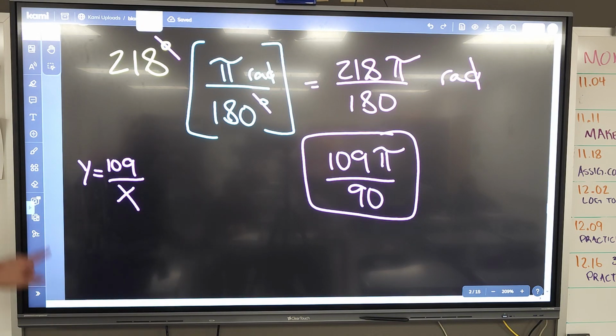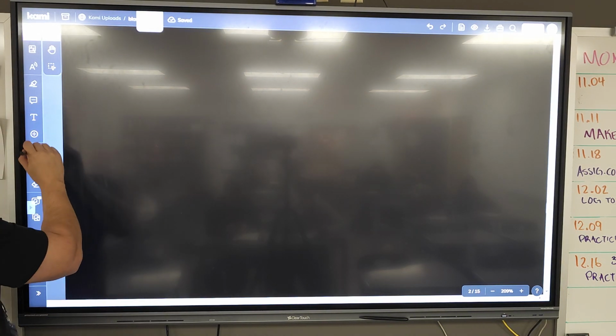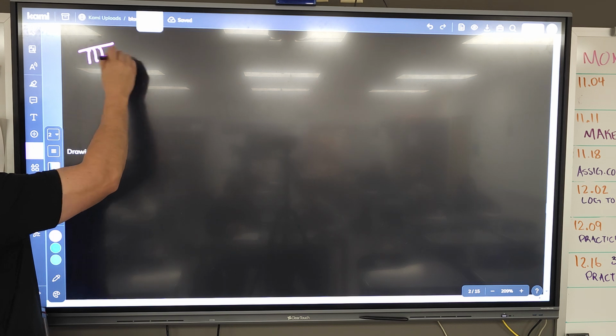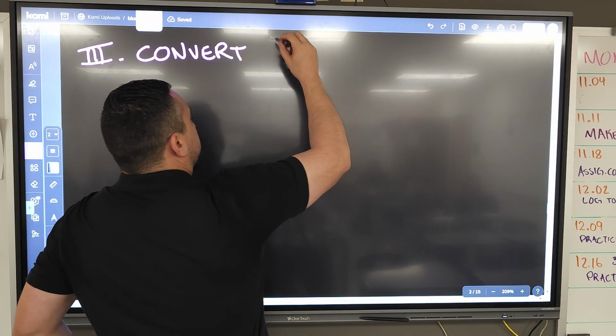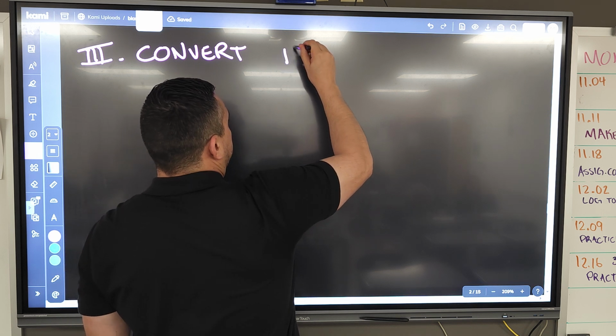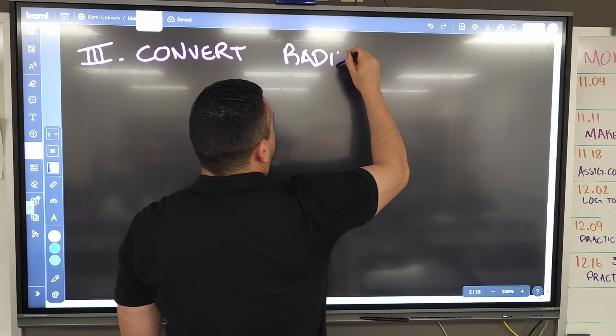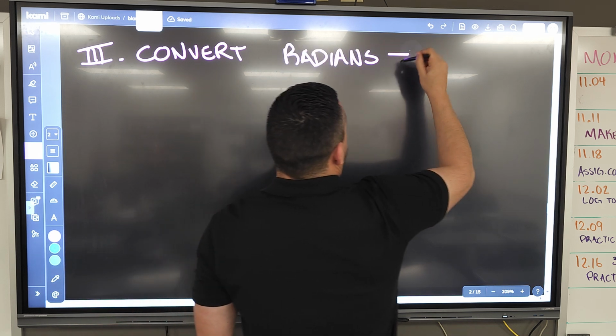Separate this video. This one's even easier than that one. So let's do part 3, convert from radians to degrees.